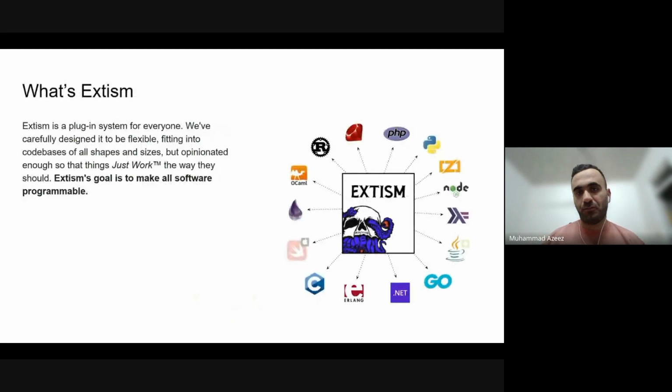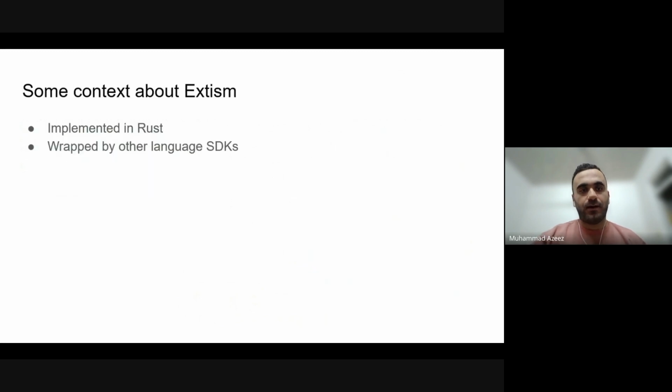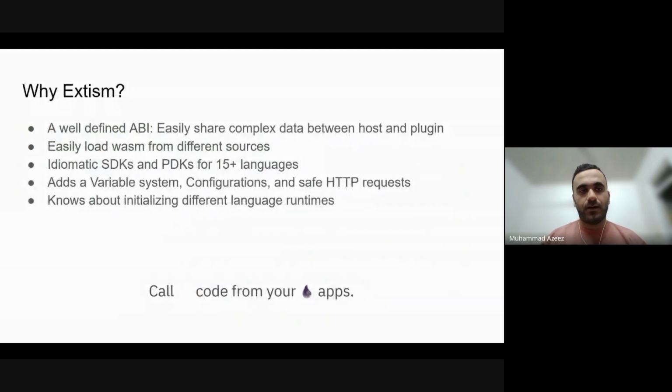So Extism is a general purpose plugin framework that's designed to be really easy to use. It's implemented in Rust, and for most of the other languages, the SDK wraps the Rust SDK through CFFI. Extism provides a number of additional benefits on top of runtimes like Wasmtime or Wazero. It defines a well-defined API that allows complex data sharing between plugins and the host. It allows you to easily load Wasm modules from a URL, from a file, or from memory.